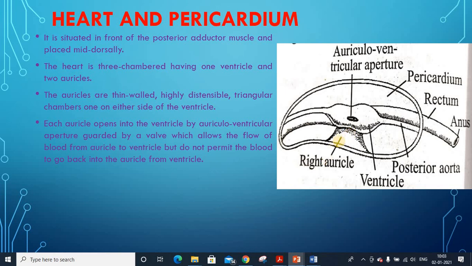Auricles are attached to the pericardium with their broad bases but open dorsally into the ventricle. The auricles receive blood from the ctenidia, kidneys and mantle and pour it into the ventricle. The ventricle is a thick-walled, muscular and horizontal chamber surrounding the rectum. Here you can see this is the ventricle, which is thick-walled, muscular and surrounding the rectum.